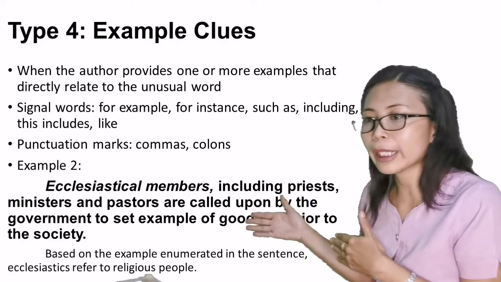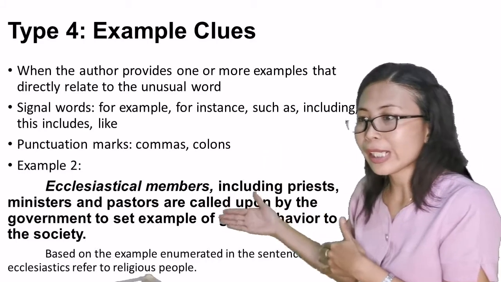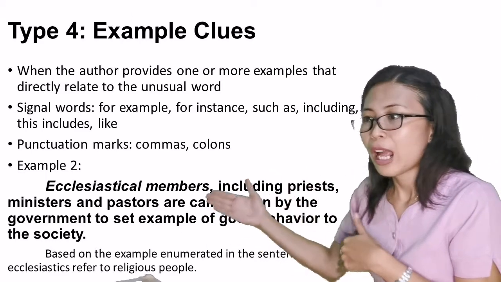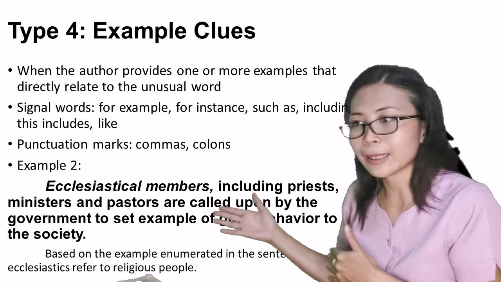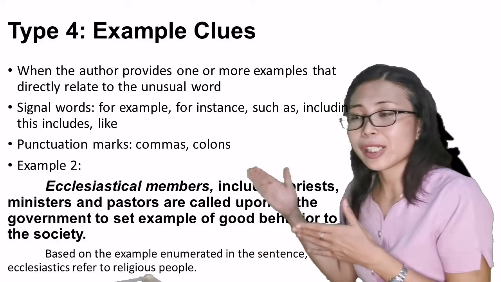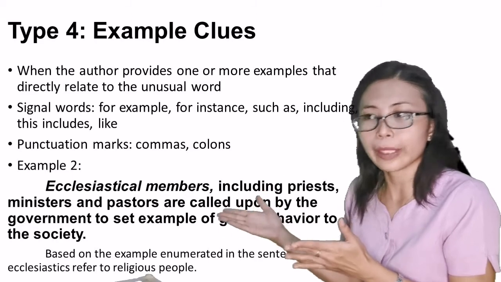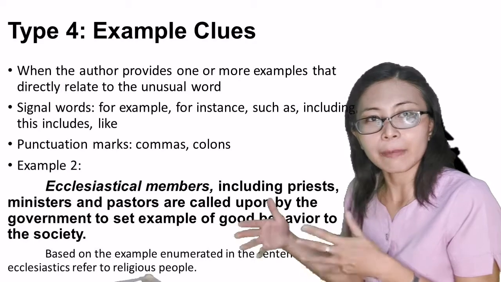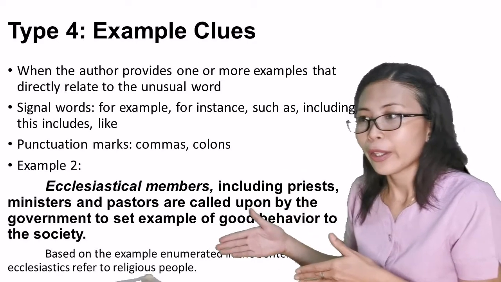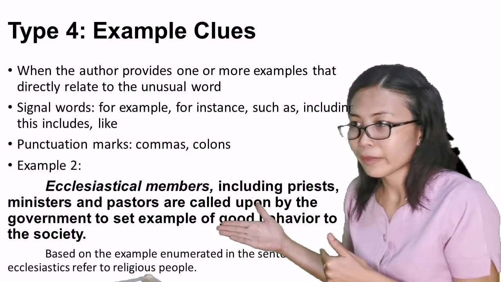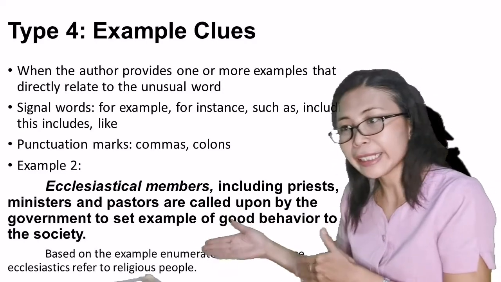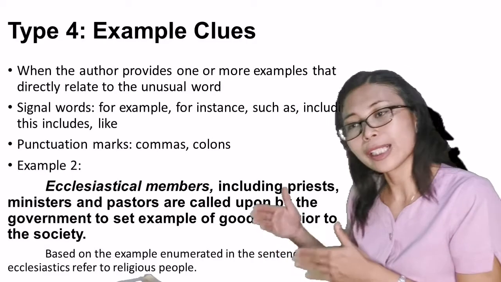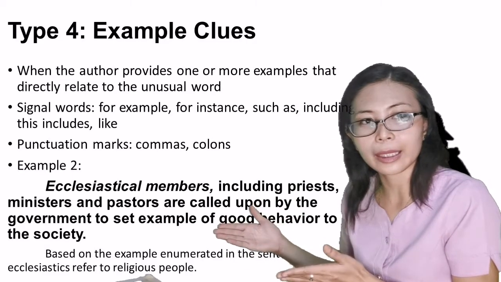And another example is: Ecclesiastical members, including priests, ministers, and pastors, are called upon by the government to set an example of good behavior to the society. Ecclesiastical is something we're not familiar with, but we would be able to know it immediately through the signal word "including." Including priests, ministers, pastors, who are called upon by the government to set an example of good behavior to the society.